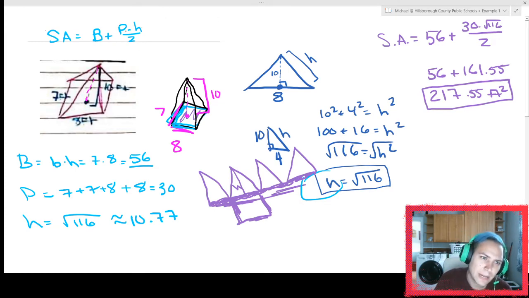I don't know why I wrote that. You all notice this? I put H up here. That should have been L, right? Slant height. And this should have been L as well. I don't know why I used H. I'm sorry if that was confusing. That should have been the L.